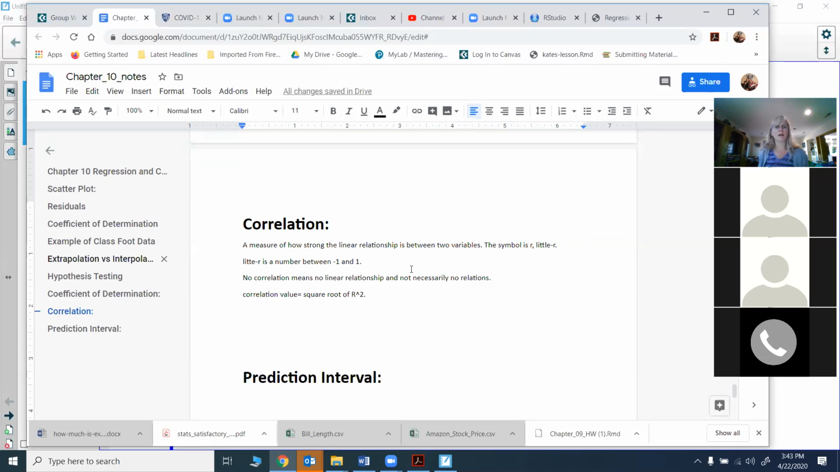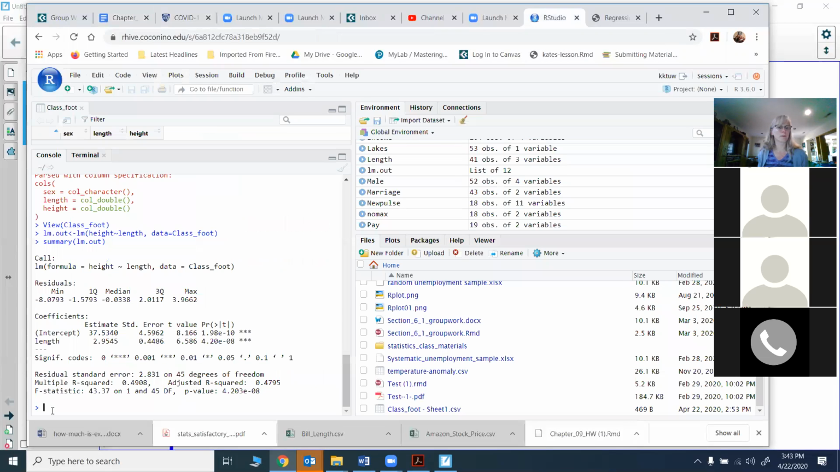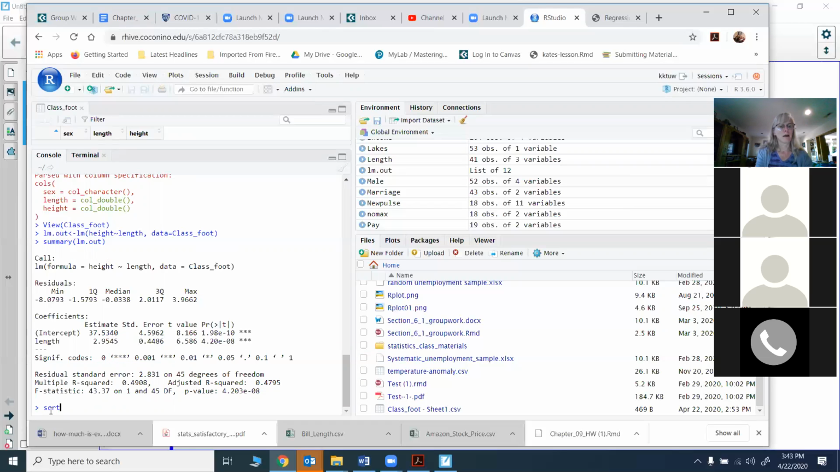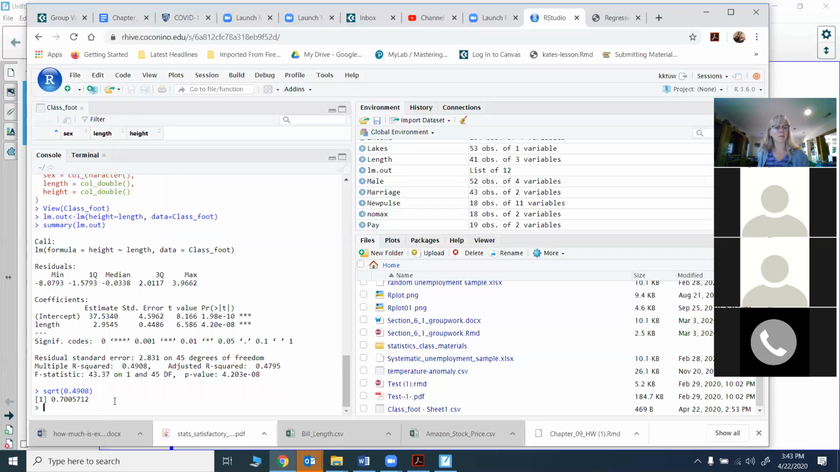Okay? And if you want to, RStudio can do this for you. This is not why it's called RStudio, by the way, because of correlation and such. It's just called RStudio. But if I want to, I could find the square root. Remember, SQRT is square root. So I want to do square root, and then in parentheses, just say what number I want to find the square root of. And I want to find the square root of my multiple R squared. So this 0.4908, I can actually copy that, paste it right inside here, hit enter, and it'll tell me what that square root is. So it's about 0.7.